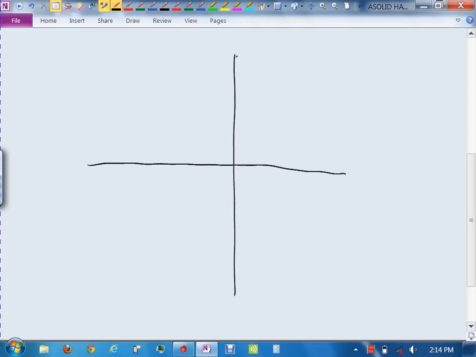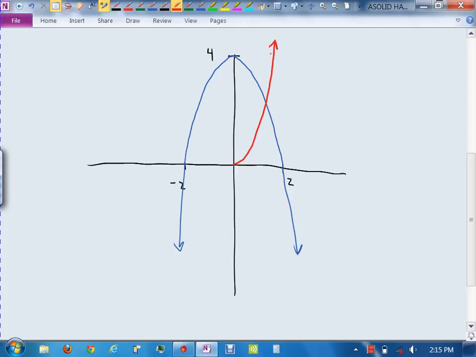4 minus x squared starts up here at 4, cuts through where? 2 and negative 2, right? So this comes down like this, comes over here like this. Okay? The other one is 2x squared. So that's a parabola that opens up. It's somewhat steep. The region between them is obvious, I think.